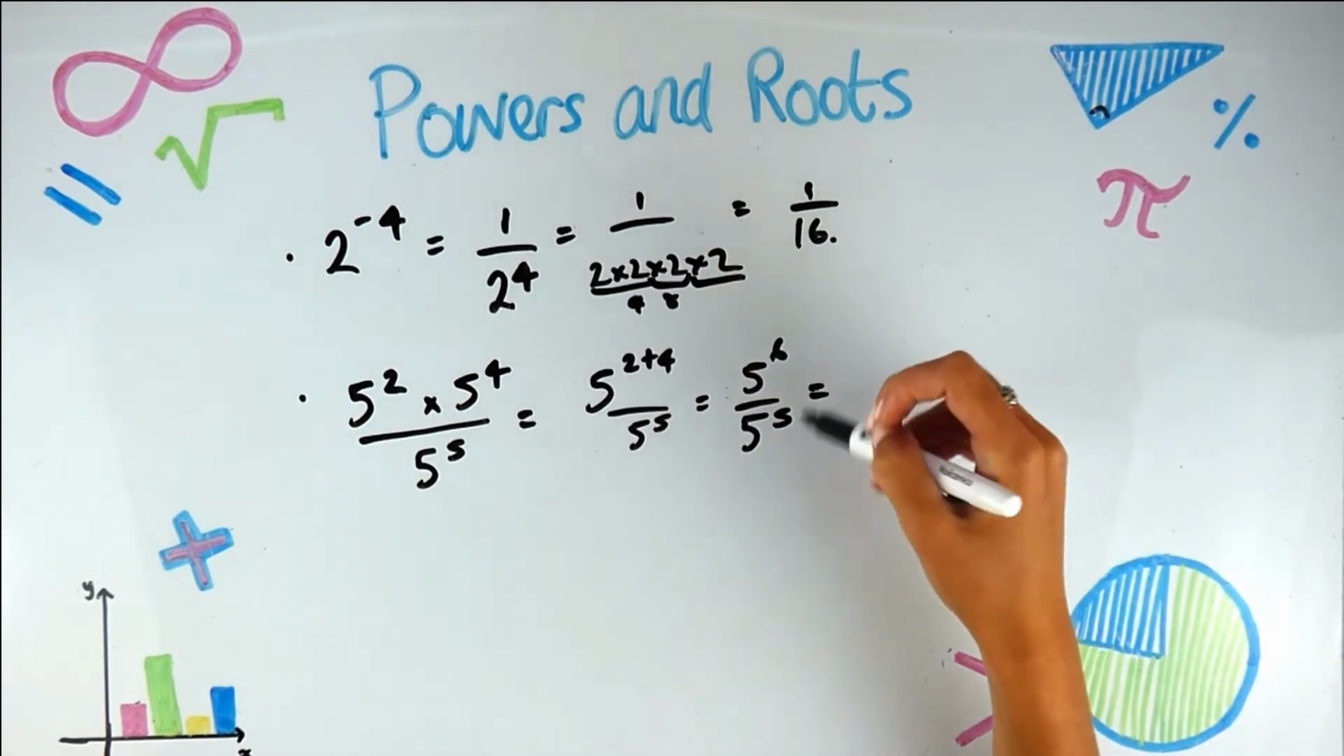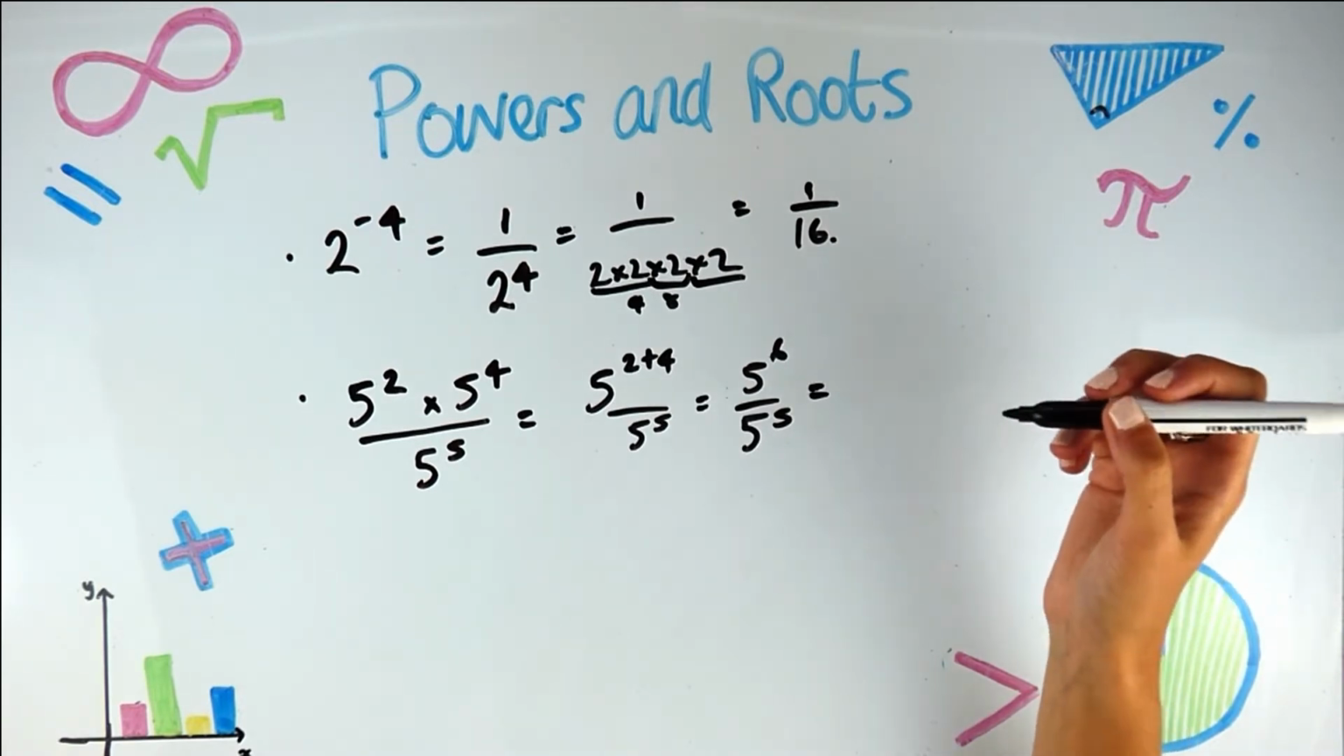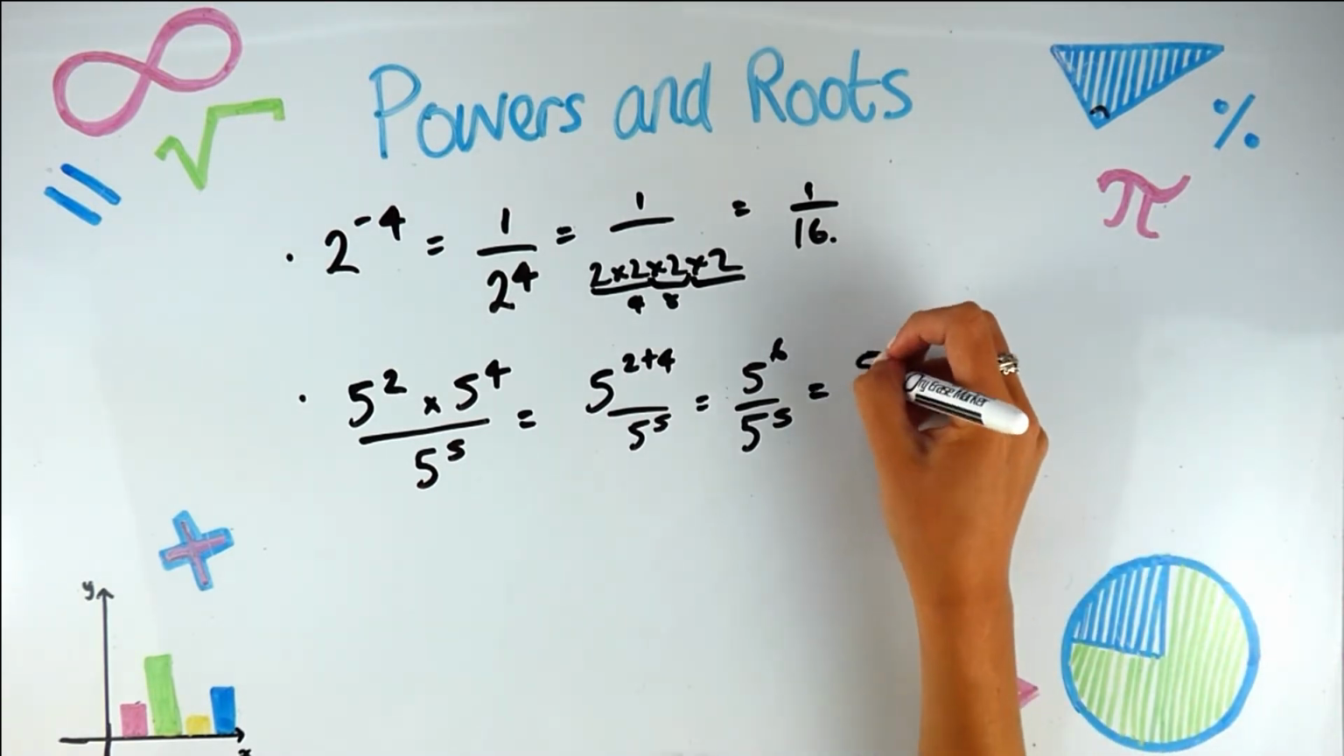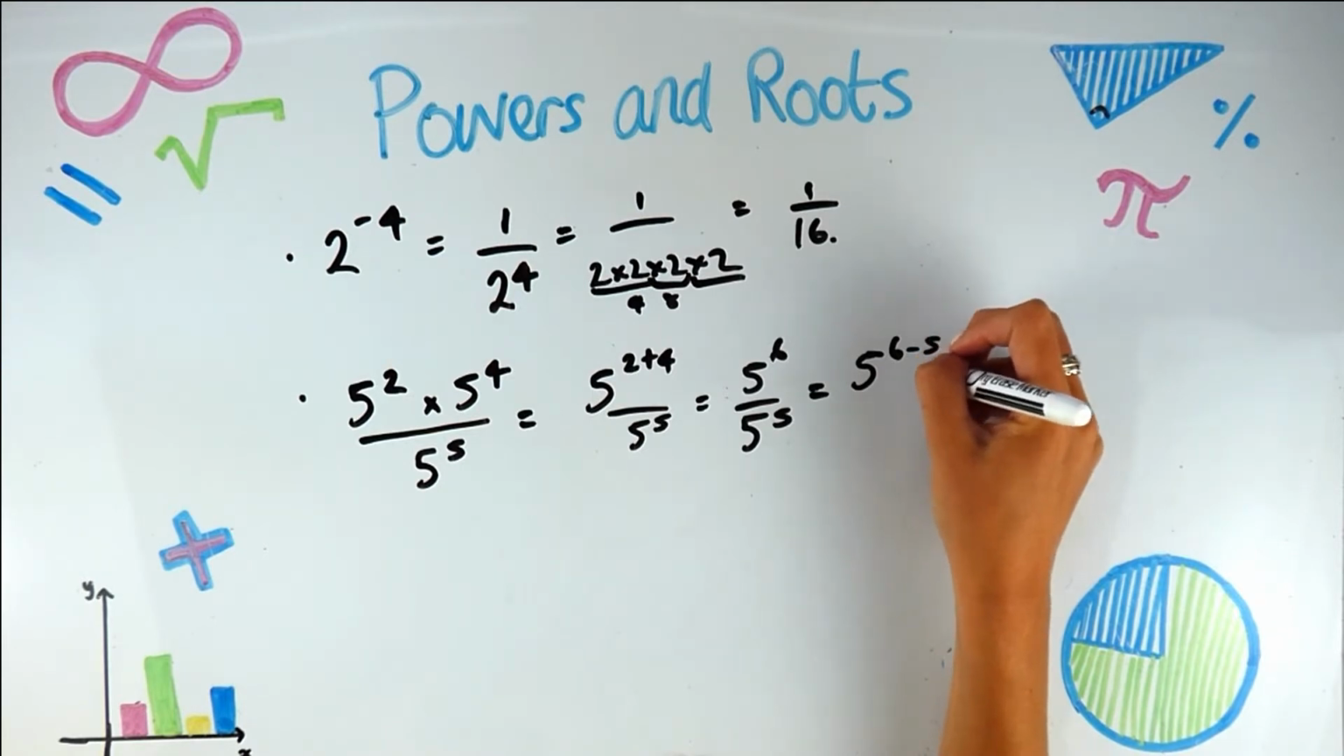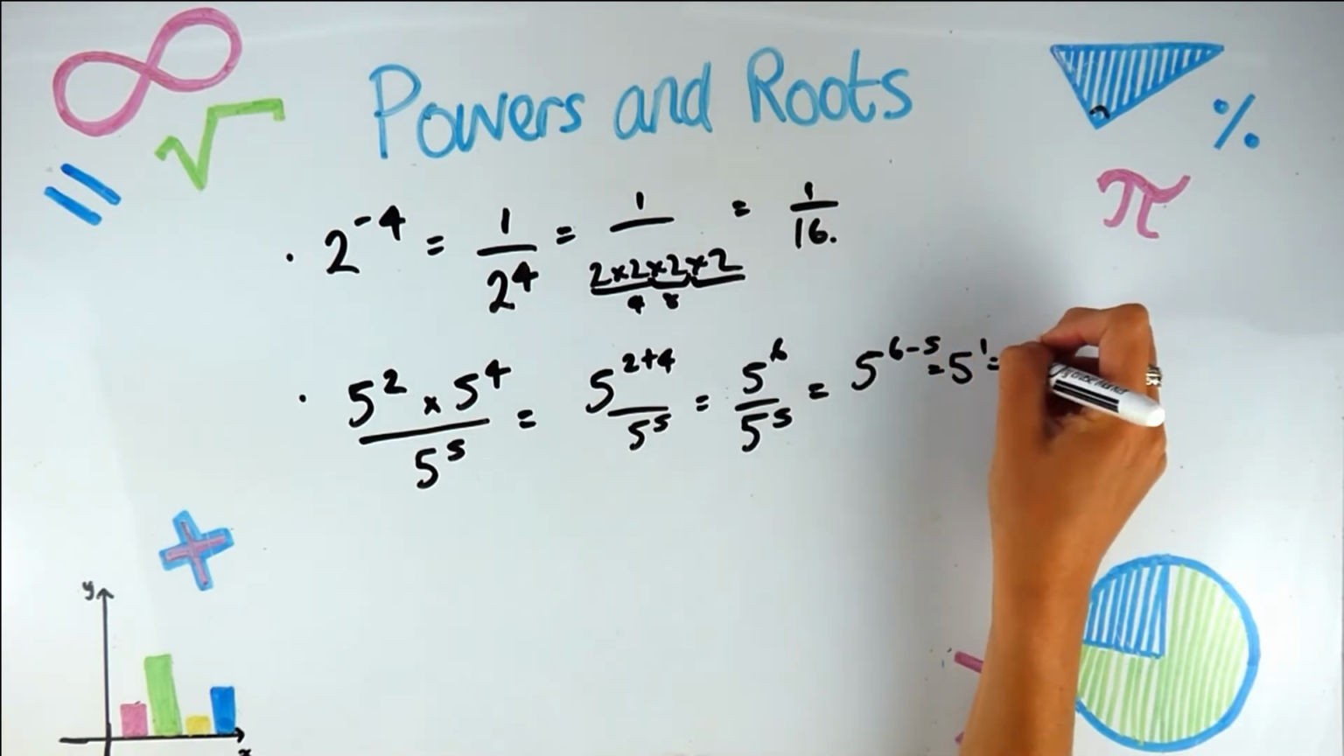Now I have two powers divided, so that's the second rule, and I know I should subtract, so I have 5 to the 6 minus 5, which equals 5 to the 1, which is the same as 5.